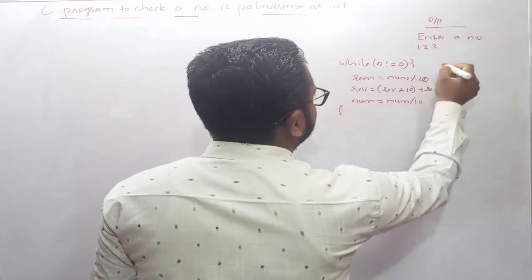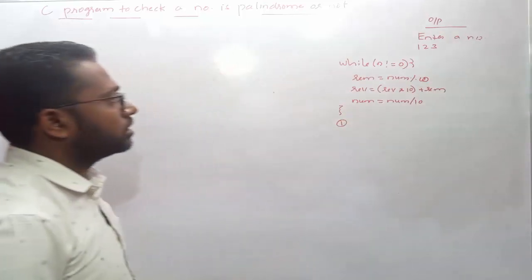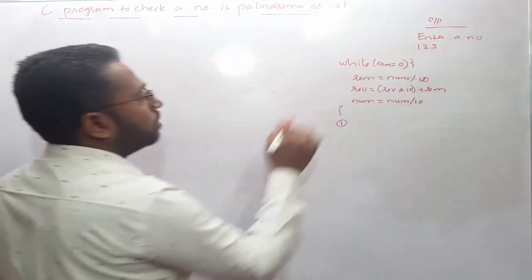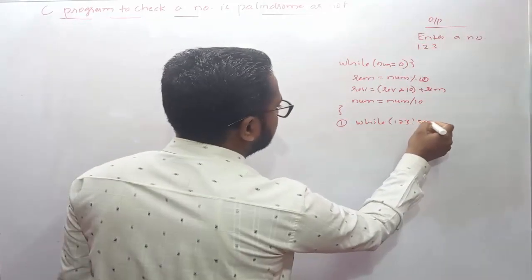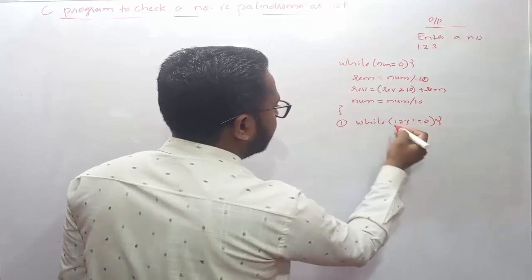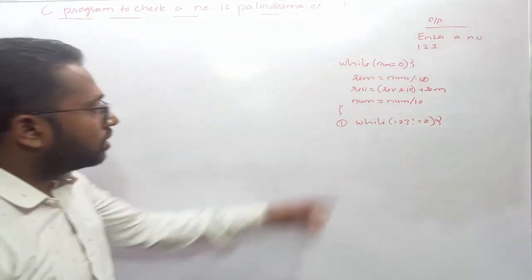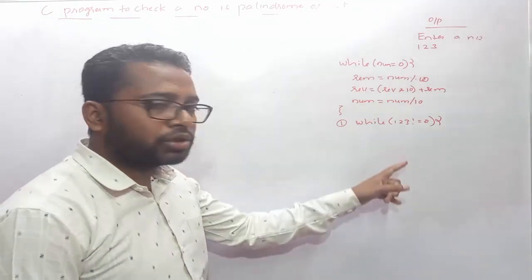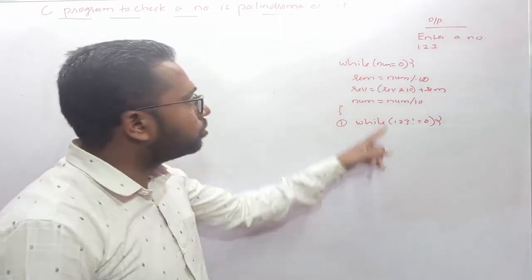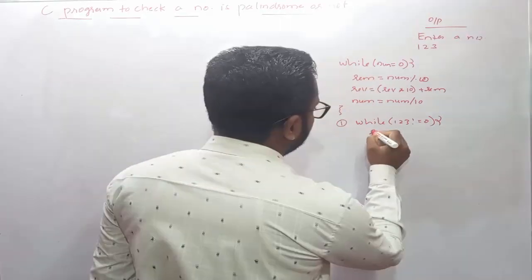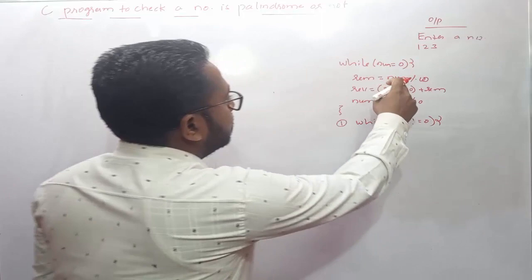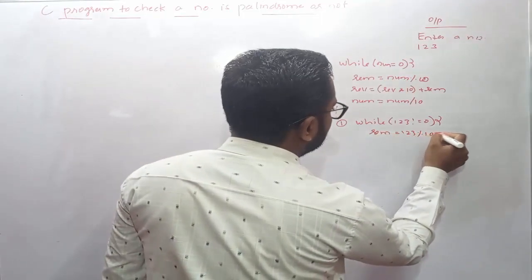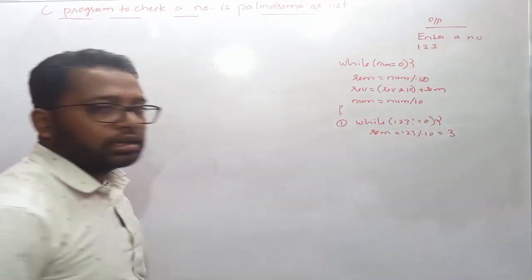Now let us see the first iteration. In the first iteration, the value of num is 1, 2, 3. 1, 2, 3 is not equal to 0, so control will come inside this while loop. The value of num is 1, 2, 3, which is not equal to 0. This condition becomes true, so control comes inside the while loop to perform the first task. Remainder equals num mod 10. What is the value of num? 1, 2, 3. 1, 2, 3 mod 10, and we will get 3 as the remainder.